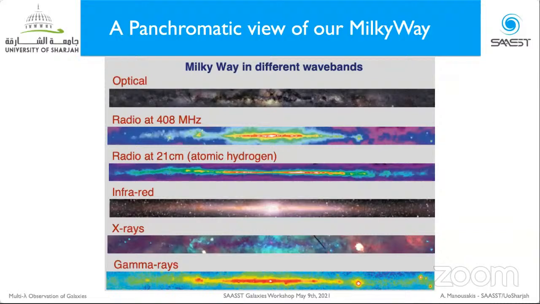And I will come to an end right now with a panchromatic view of our own galaxy, our own Milky Way, with the optical image on top that we can see stars and dark patches that are associated mainly with dust, radio images of different wavelength, infrared light, X-rays, and gamma rays. And at that point, I am going to stop, and I hope there is still room for questions.